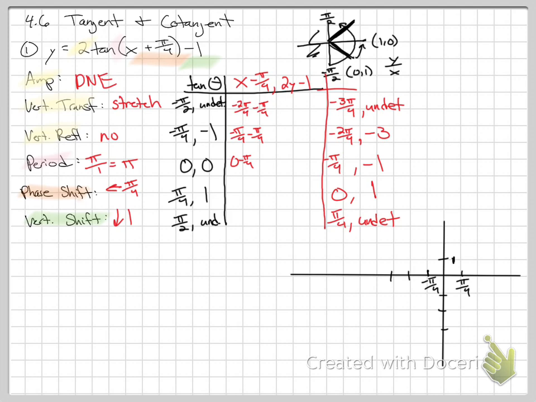Plot what we have. So there is an asymptote, it's undefined, that is an asymptote at negative 3/4. It is undefined, that is an asymptote at positive pi over 4. It has a point, -2, -3, negative pi over 4, -1, 0, 1. Tangent kind of looks like a cubic. I missed my point, but you get the idea. And it would repeat over here as well, but we graph one period of tangent.